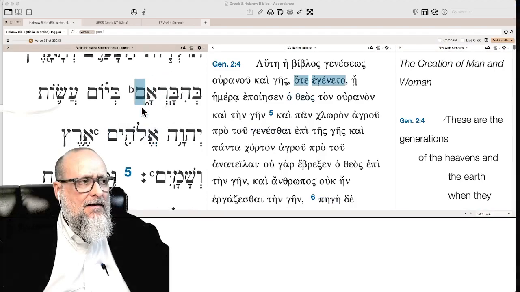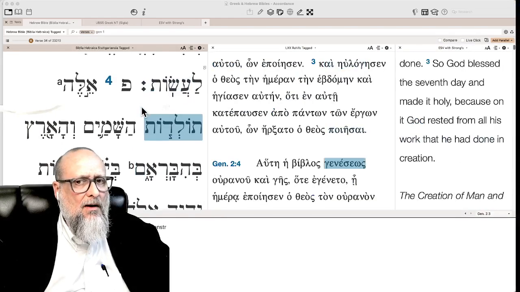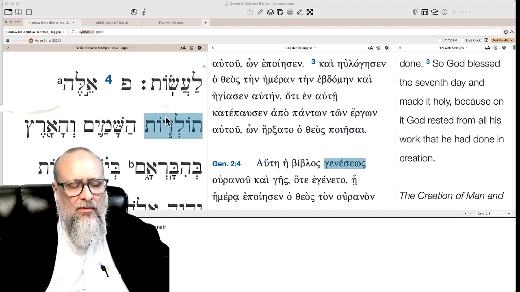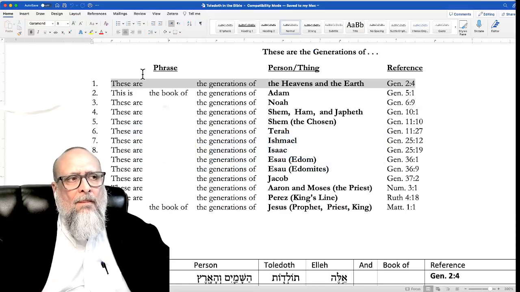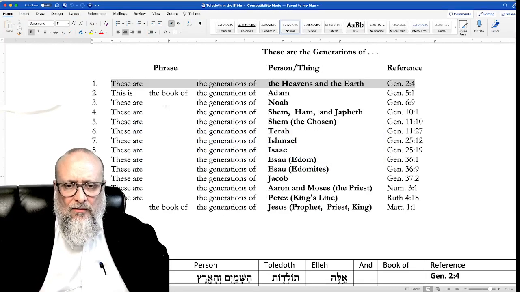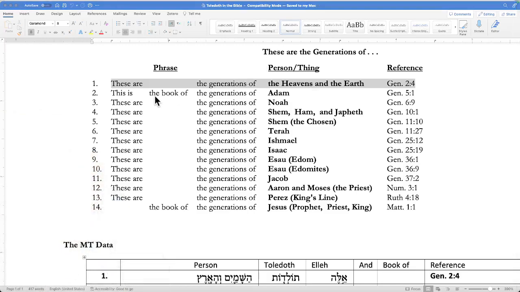interpret it. And in 2:4, with this Elleh Toledoth, and I think I have maybe a handout of this, and I'll make myself disappear again. You have this interesting feature. These are the Toledoth of the heavens and the earth: Adam, Noah, Shem, Ham, and Japheth. Shem, the chosen one. Some debate, do you count this twice? Are there 10? Are there 11?